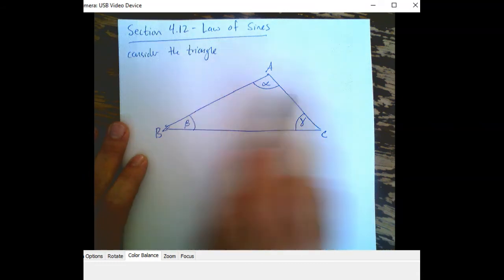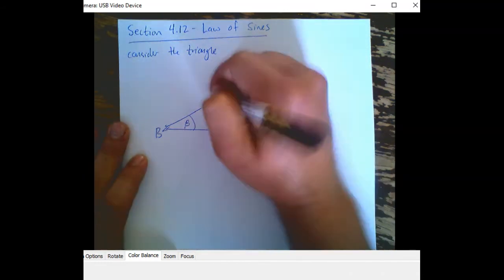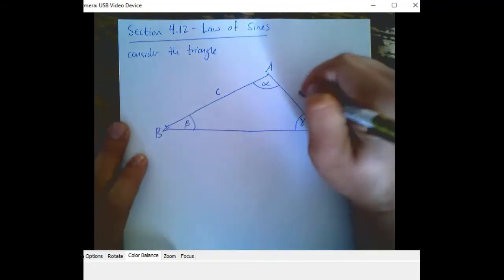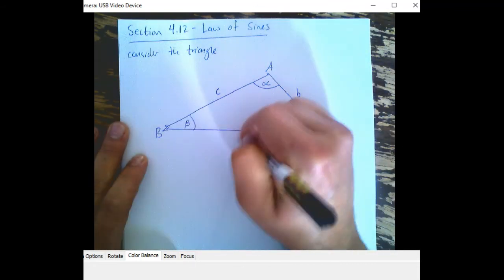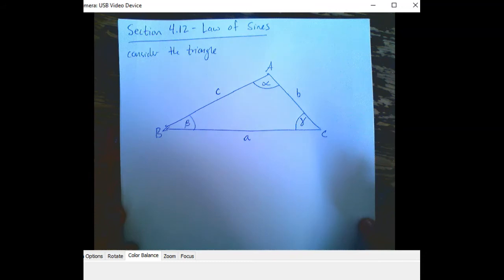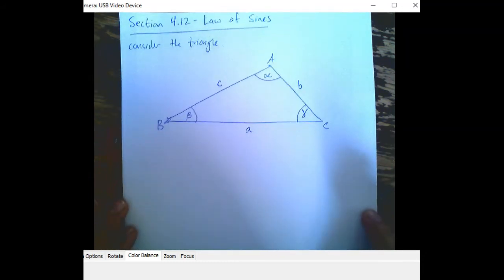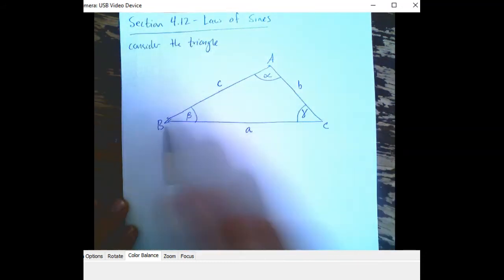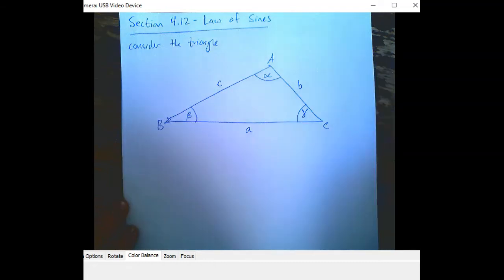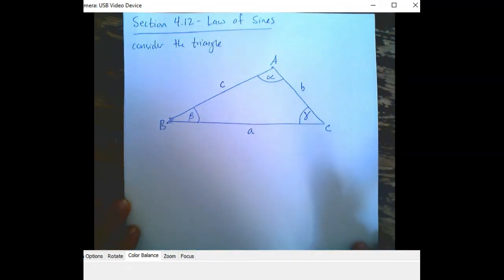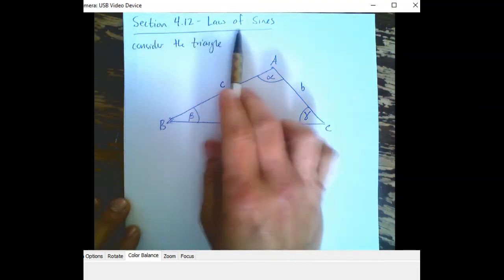And then we have our sides here. Normally we will label them as lowercase letters. So this is lowercase c, lowercase b, lowercase a. So this is a non-right triangle. You can see we don't have any right angles in it. So what we're going to try to do is develop a way to find the sides and angles of this non-right triangle. One of the ways that we do that is called the law of sines.